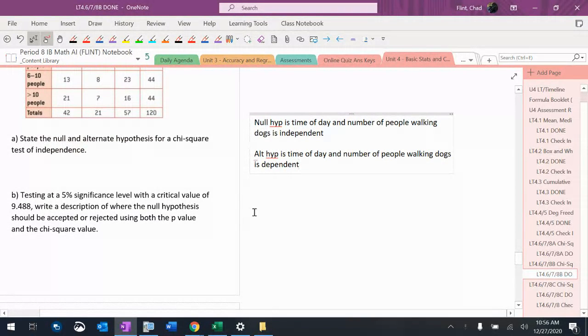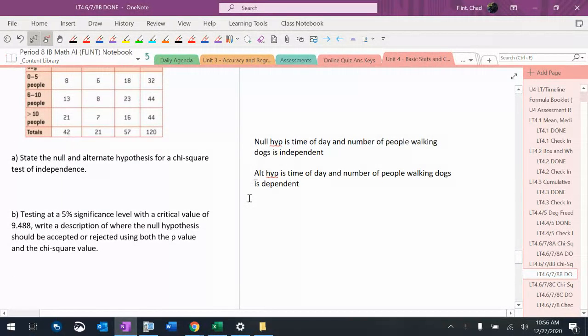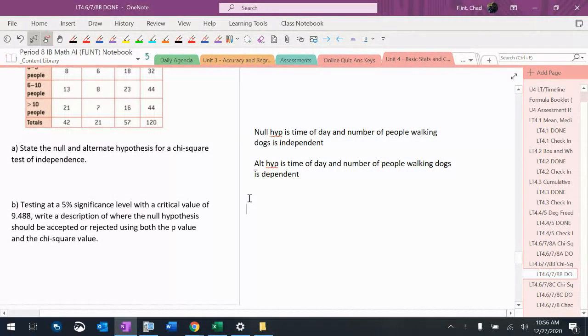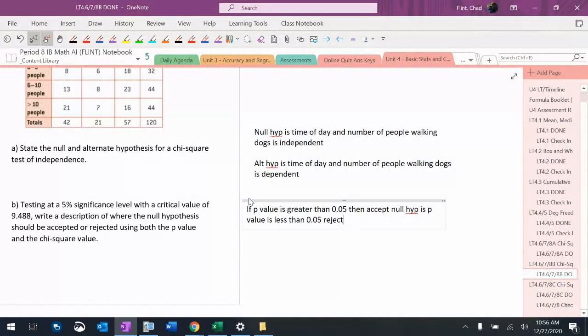Write a description for both for this one because I have both. It says 5% significance level. So if the p-value is greater than 0.05, then accept the null hypothesis. If the p-value is less than 0.05, reject the null hypothesis.